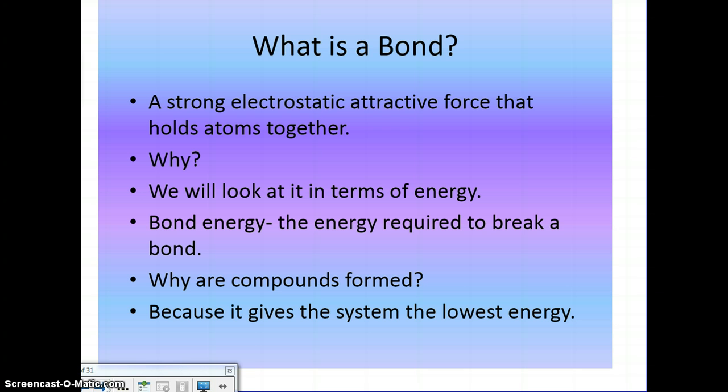Why do we form compounds? Well, compounds are formed because it gives the system as a whole the lowest possible energy.